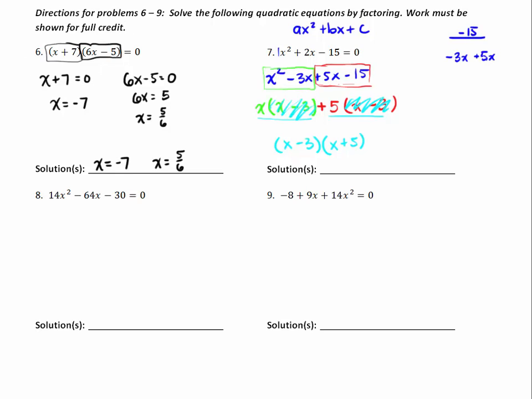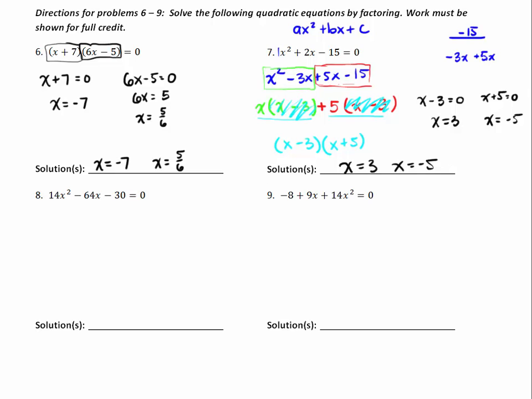So what I want to know now is, what makes this value equal? What can I plug in for x to make this factor equal to 0? So I have x minus 3, when does it equal 0? And x plus 5, when does it equal 0? So I'm going to add 3 to both sides. So we've got x equals 3, and I want to subtract 5 from both sides, so x equals negative 5. And those are our two solutions.